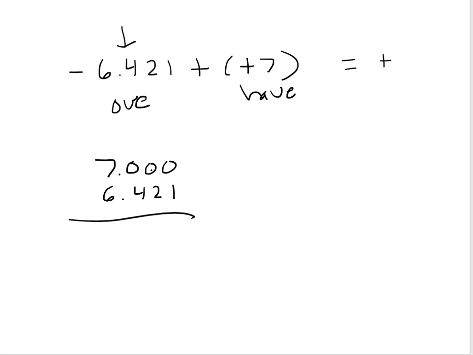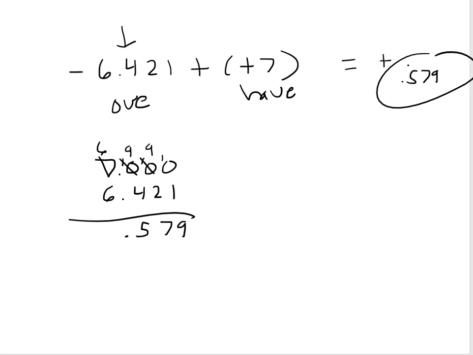and now I can't take 1 from 0. So I go to borrow, but I can't. So I'm going to borrow from the 7, make it a 6. This becomes a 10. This becomes a 9, so that this can become a 10. 10 minus 1 is 9. 9 minus 2 is 7. 9 minus 4 is 5. And then the decimal comes straight down. So positive 0.579.